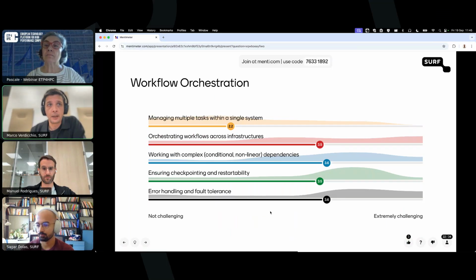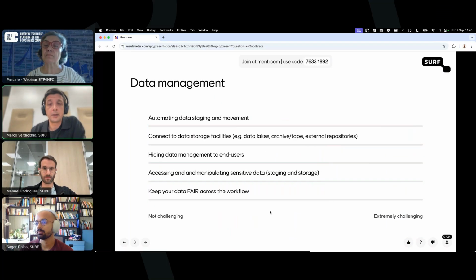Okay, I think there are more people voting on this one, but I think we can move on to the next part of the challenges, and this is more on data management.